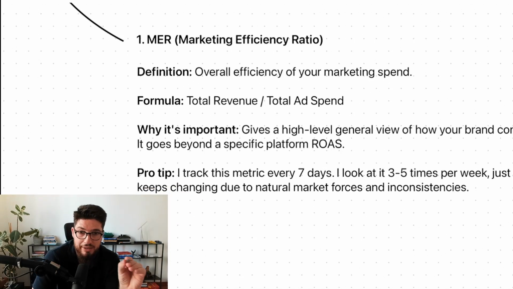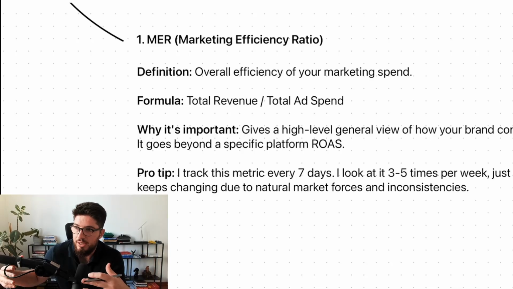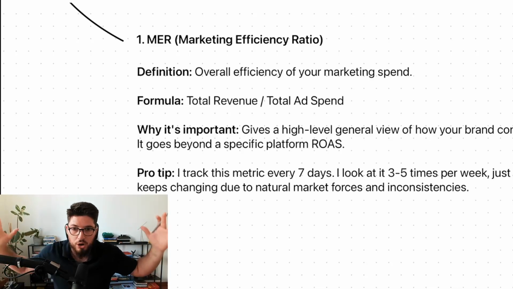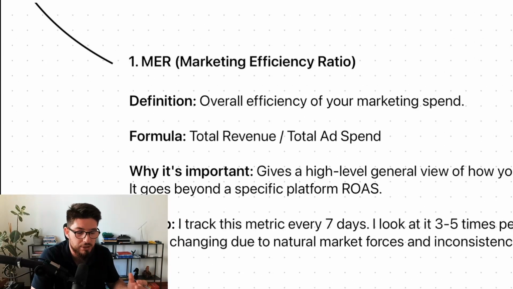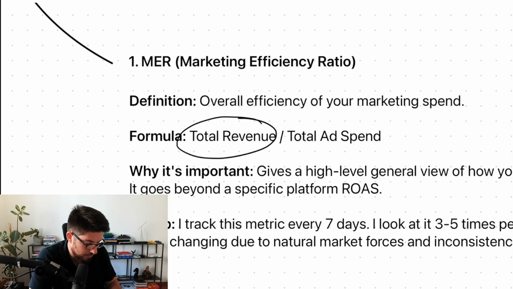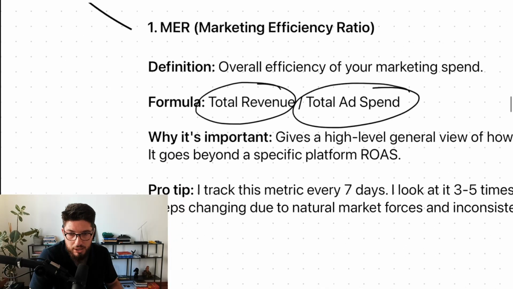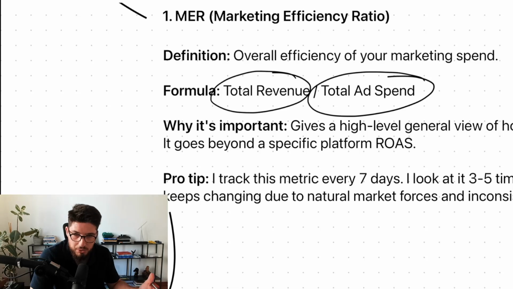So, marketing efficiency ratio. This basically is how efficient is every dollar that I spend on marketing. So you wanna include everything in there, it's up to you if you wanna include influencer marketing and stuff like this. In general, it would be the total revenue on Shopify divided by the total ad spend on marketing. If you're doing Facebook and Google, you include both.